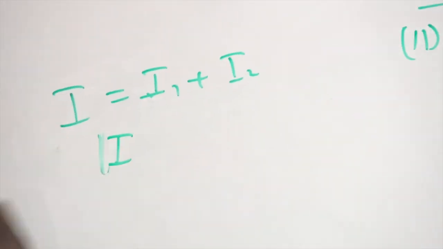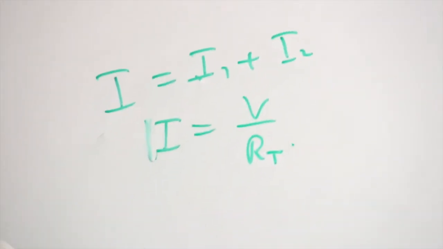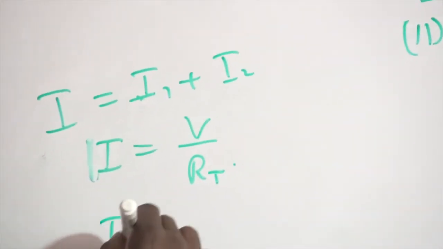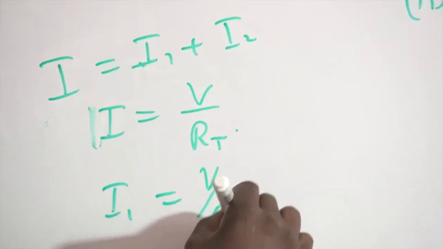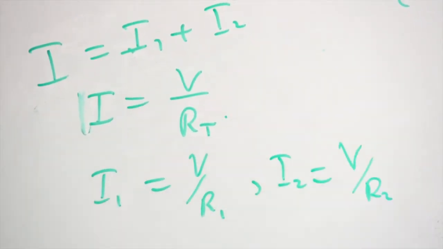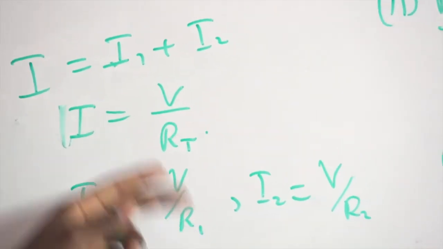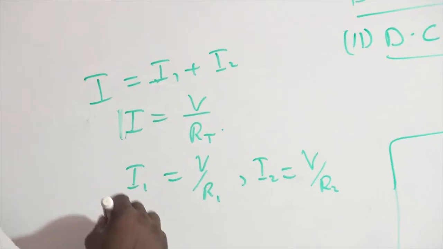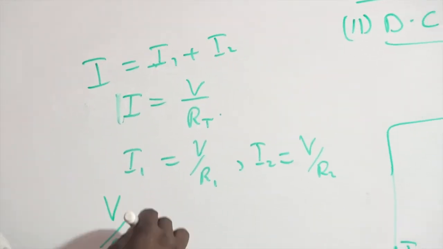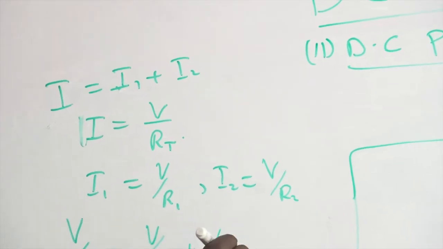This common current from the circuit is given by V over R total. I1 is given by V over R1. I2 is given by V over R2. So if you substitute these three I's in this equation, we shall have V over R total equals V over R1 plus V over R2.